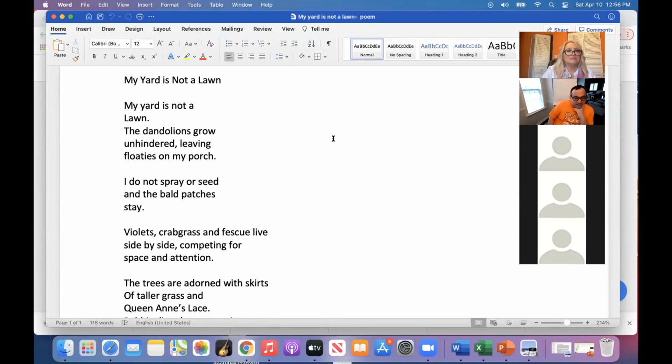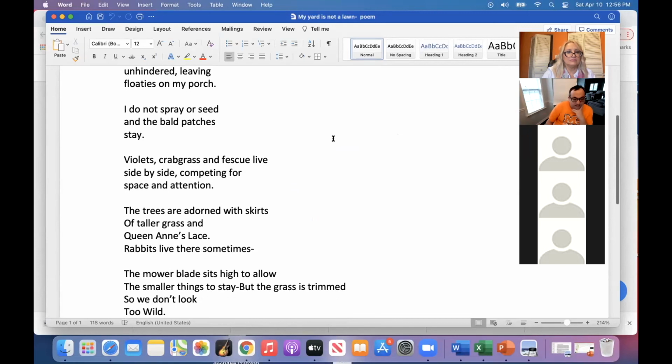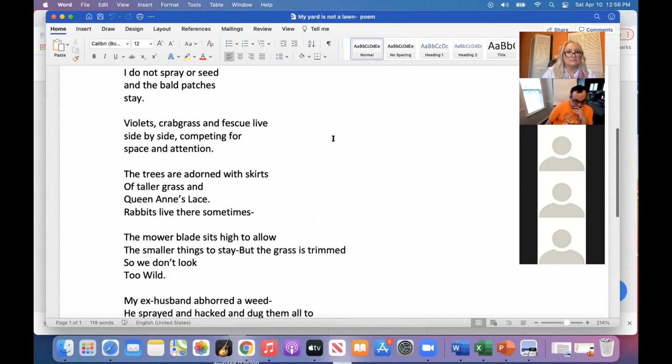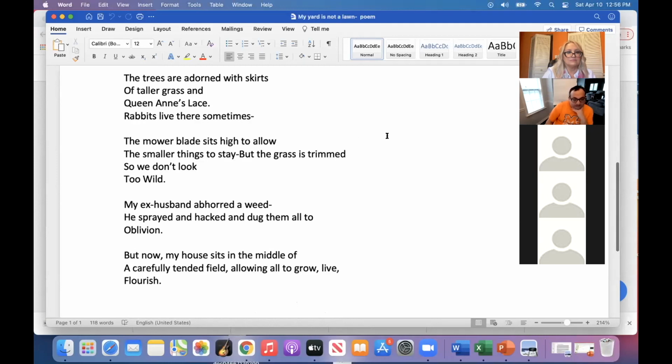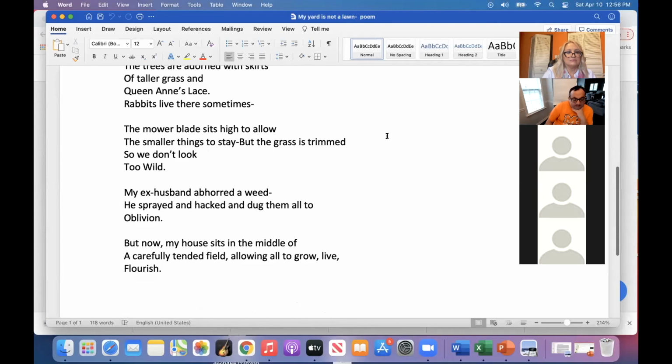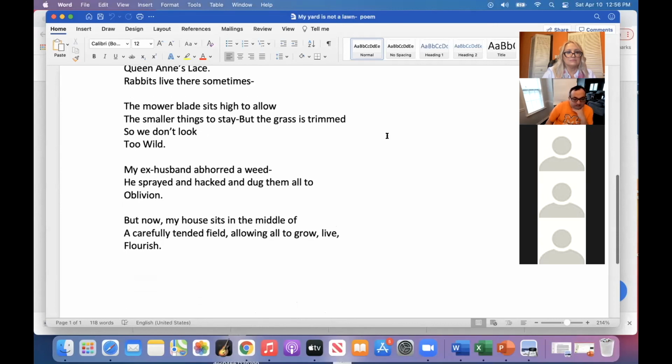My yard is not a lawn. The dandelions grow unhindered, leaving floaties on my porch. I do not spray or seed, and the bald patches stay. Violets, crabgrass, and fescue live side by side, competing for space and attention. The trees are adorned with skirts of taller grass and Queen Anne's lace. Rabbits live there sometimes. The mower blade sits high to allow the smaller things to stay, but the grass is trimmed so we don't look too wild.